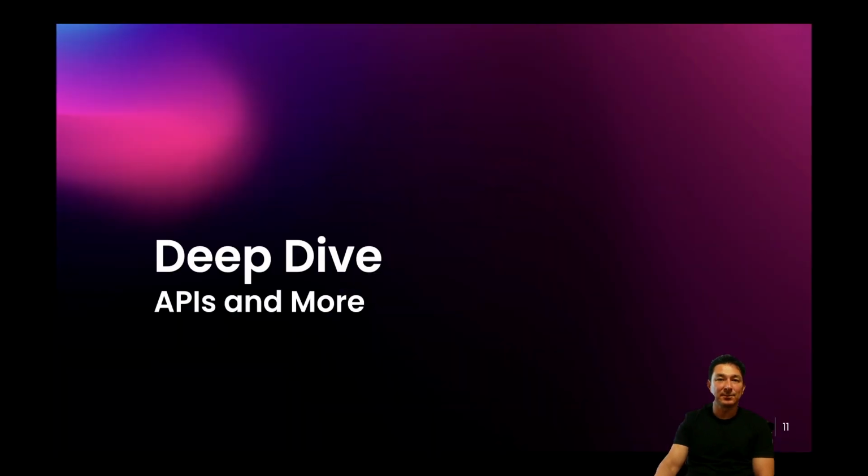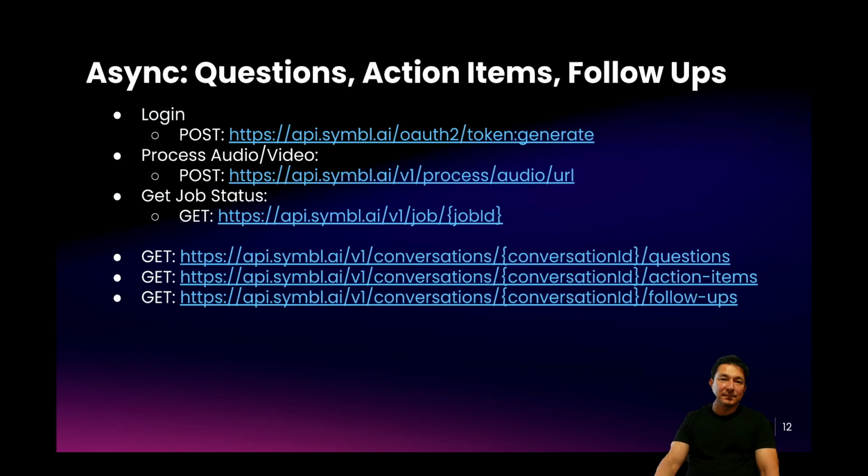Now that we've gone over some of the features, let's go ahead and do a deep dive and look at some APIs. The asynchronous API is a 4-step process. First, you log in. Then you either post or link out to a video or audio file to process. Then you poll for job status completion. Finally, you call the GET API to obtain the specific insight you're looking for.